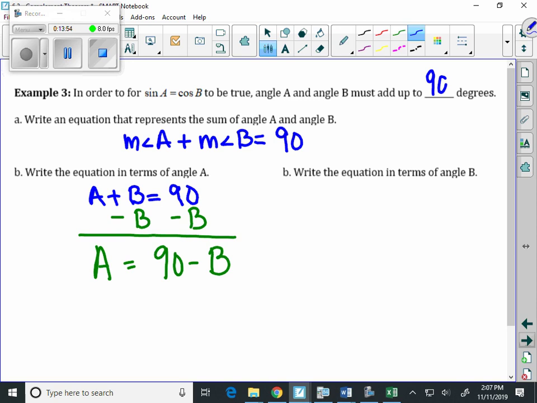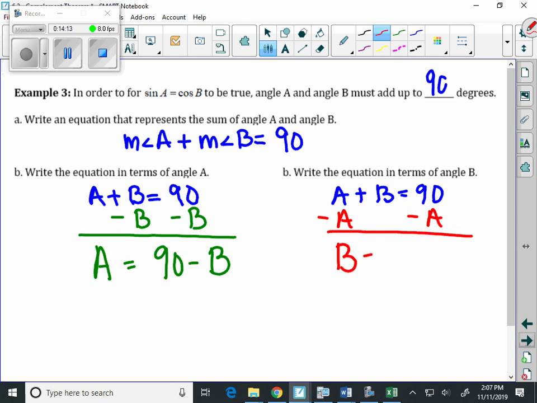Same idea over here on part B. What if we want to write the equation in terms of angle B? Well, we can still start with A plus B equals 90. I just took out the measure and the angle symbol. And we're going to solve for B this time. So we're going to subtract A from both sides. And we end up with angle B equals 90 minus A. Complementary. Two angles that add to be 90.